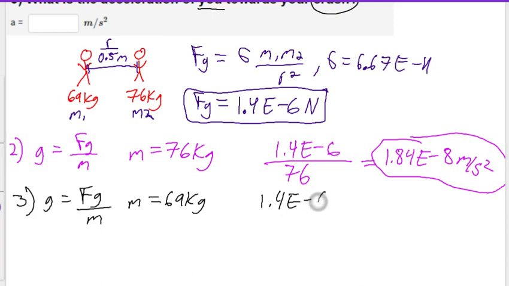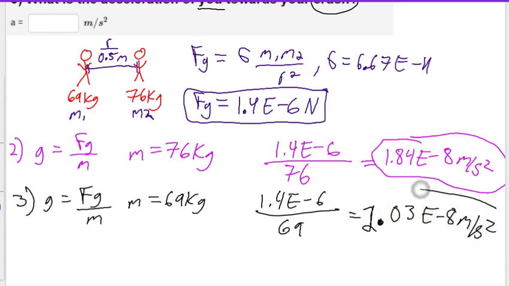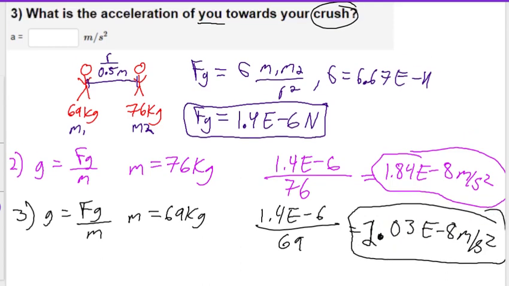E negative 6 divided by my mass, which is 69. Do the math here. We find out that the acceleration I feel is 2.03 E negative 8. It's acceleration, so it should be meters per second squared. Cool. Pretty quick problem. Not too bad.